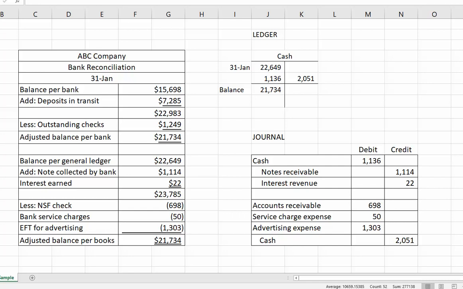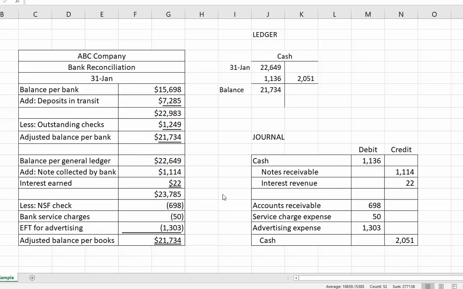Today's video is going to be about bank reconciliations. So on your screen you'll see a few things. I have a sample bank reconciliation for you, and then we're going to show how that affects our journal and our ledger. Okay, so let's take a look at this. We'll run through this, look at all the different components, and then we'll do a problem together.